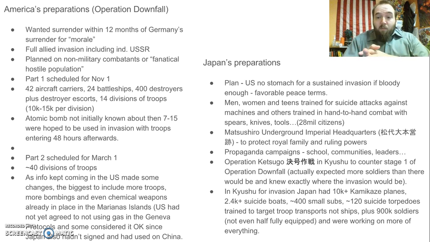All right, so let's talk about Japan's preparations. They knew exactly where America was going to land, and so they could plan accordingly. They believed the U.S. had no stomach for a sustained invasion, especially if they made it bloody enough, and then they would be able to get more favorable terms for peace. Men, women, and teens were trained for all sorts of things. There were doctors who trained young men to do different kinds of suicide bombings, run up near a tank with an explosive. Other people were trained for hand-to-hand combat, even with just tools.